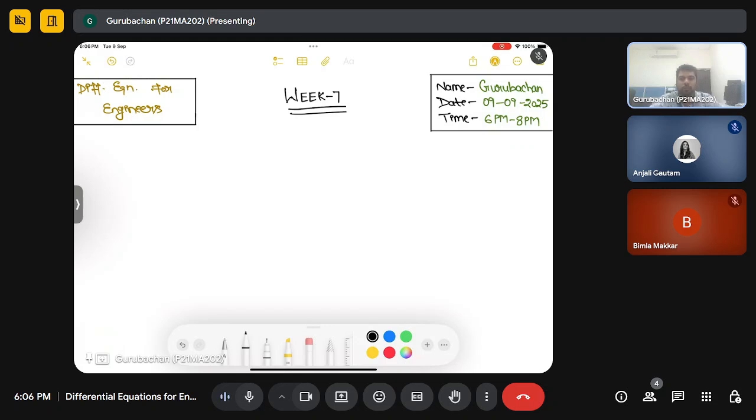In this week's problem solving session, we mainly focus on the Sturm-Liouville problems, particularly the regular Sturm-Liouville, periodic Sturm-Liouville or singular Sturm-Liouville system. So let me start with the first question.